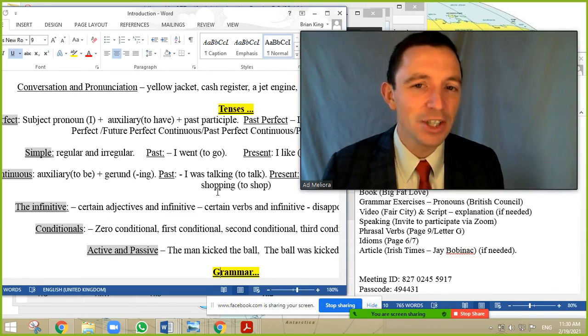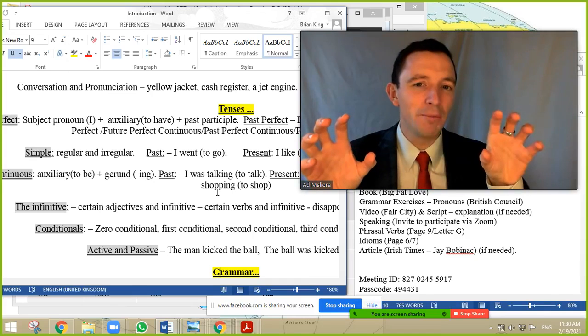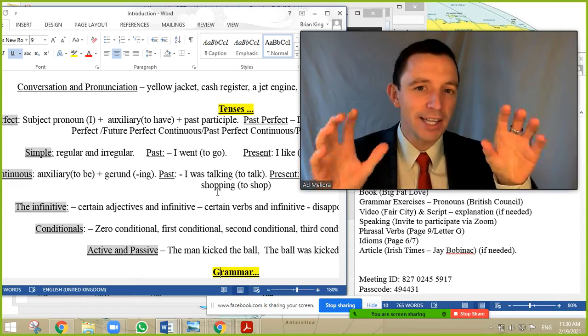Okay, and then finally the concept of the active and the passive. So the active is the subject, the verb and the object. I drink coffee, that's the active.